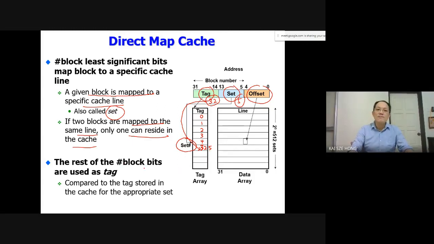The rest of the block bits are used as a tag. Meaning that if let's say you have another block 33, then the set address is 5 here, and the offset is 3 maybe. The offset we don't care, because you copy everything here. So if you want to copy block 33 to the cache, you must remove block 32 from here. Then only can you put in block 33. So this is about the direct map cache.